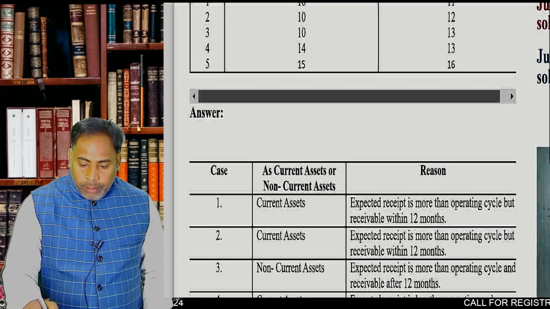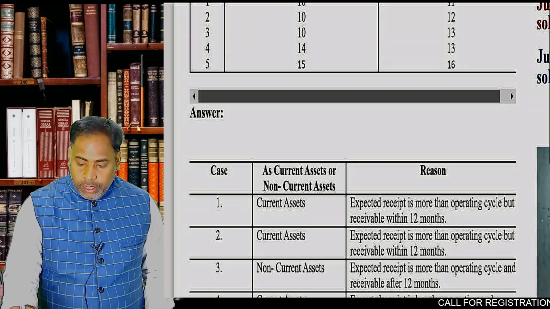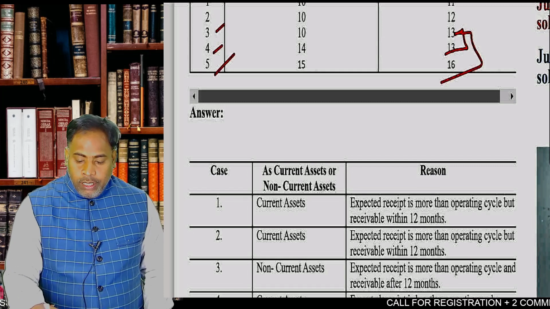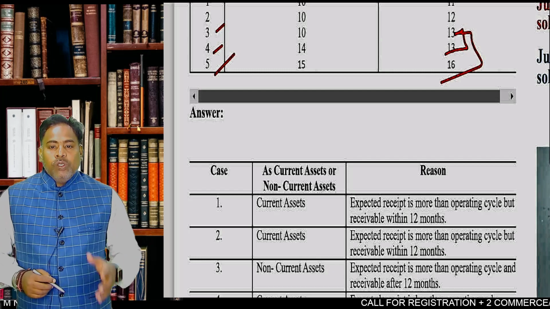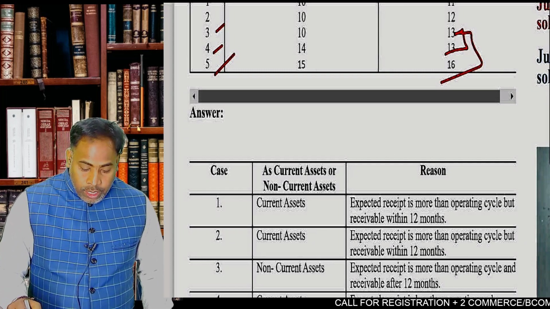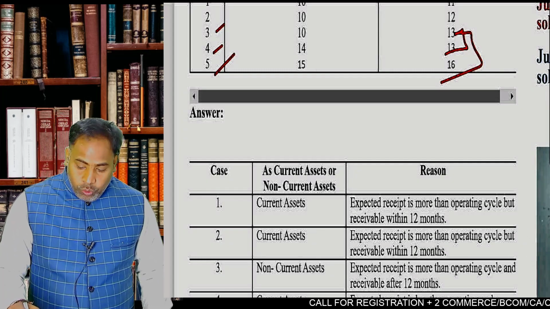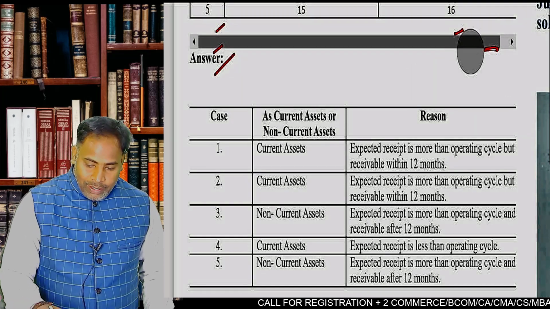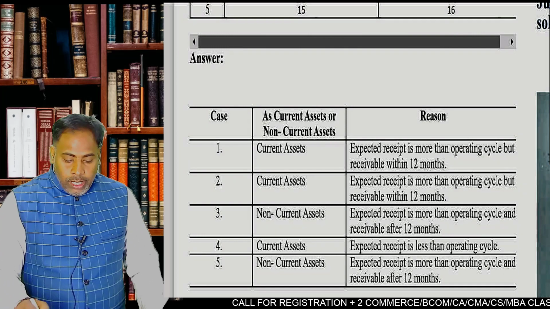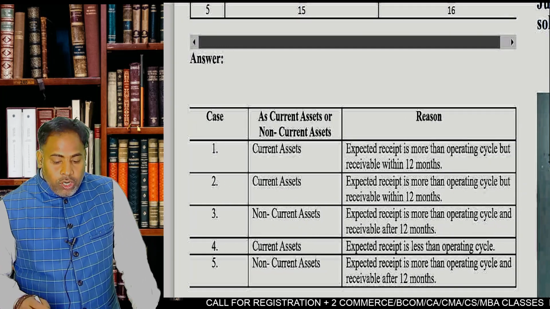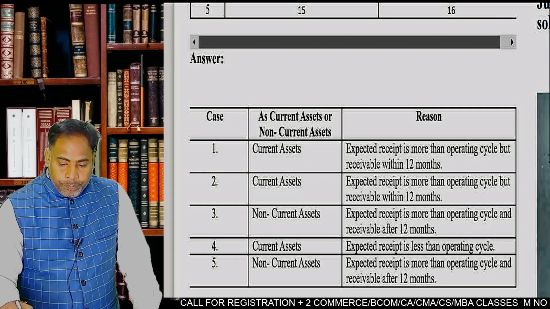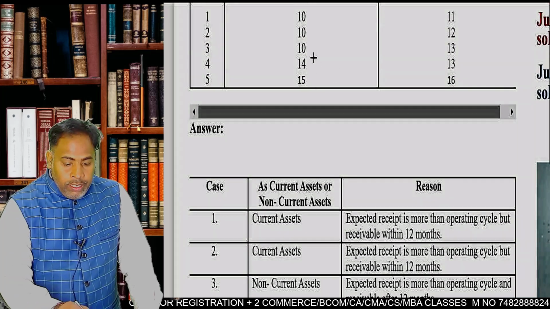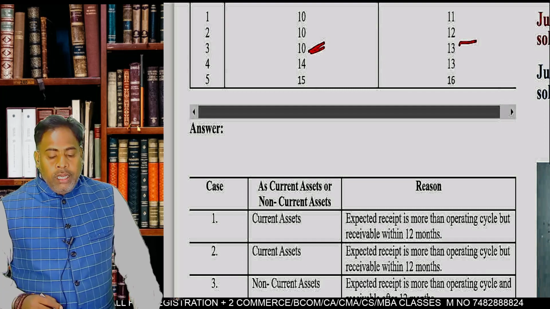in cases 3, 4, 5, it is 13, 13 and 16. So naturally the answer will not be a current asset, it will be a non-current asset. Here in case 3 it will be a non-current asset. The period is 10 but the realization is 13.